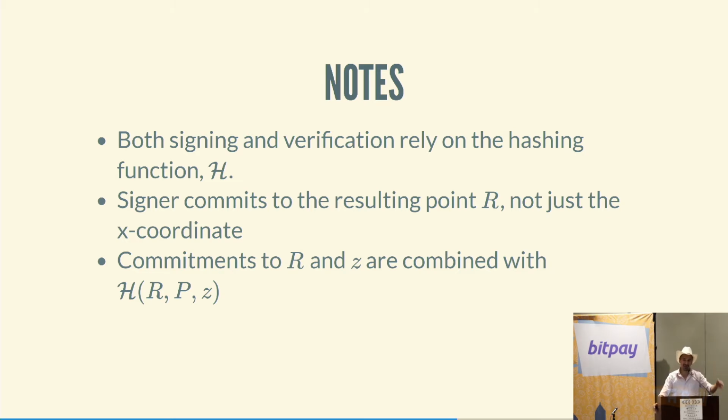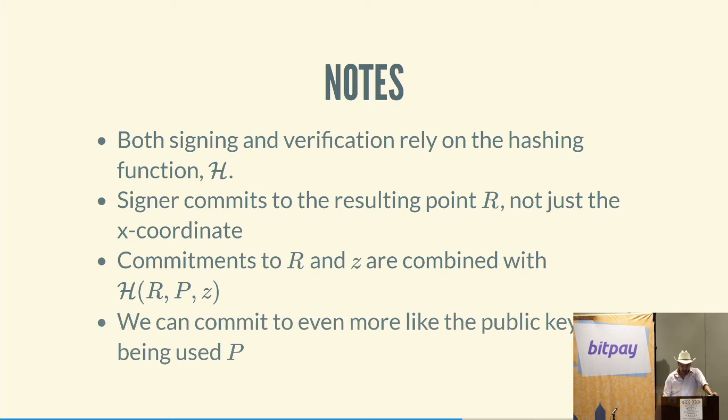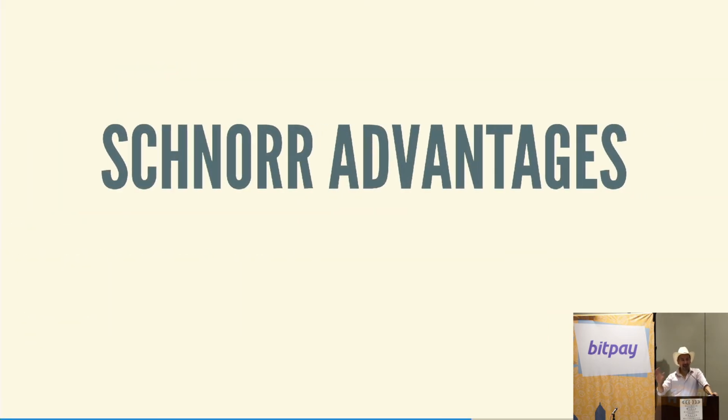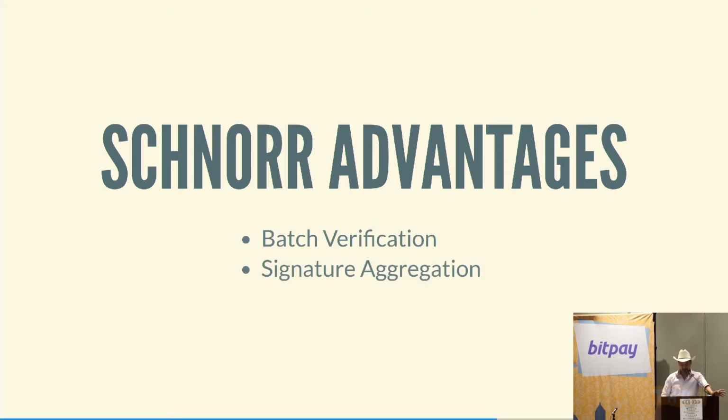With ECDSA, you had Z over S and then R over S. So different terms had different commitments. This one, it's just in a single hash. You can commit to all sorts of things in that hash. All right, so we can commit to even more stuff like the public key that we're using. So what does this all mean? That means that we get certain advantages with Schnorr. We get certain abilities that we didn't have before because the result is a point. We commit to a point, right? And that means we can do batch verification, we can do signature aggregation, and we can do pubkey aggregation.